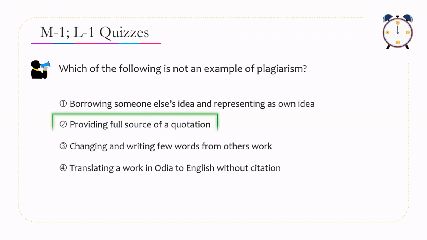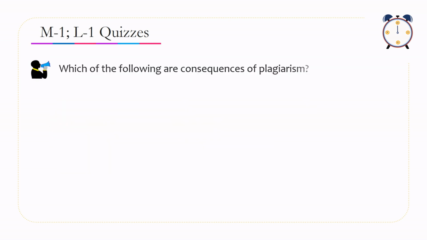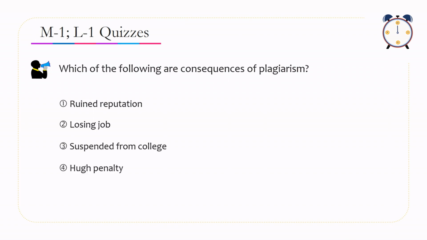The right answer is option 2, providing the full source of a quotation. Next question. Which of the following are consequences of plagiarism? The options are 1. Ruined reputation. 2. Losing job. 3. Suspended from college. 4. Penalty. 5. All of the above. Your time starts now. Which one is right? The right answer is option 5, all of the above.